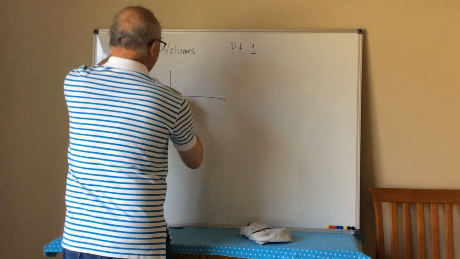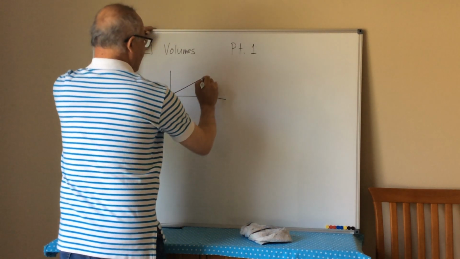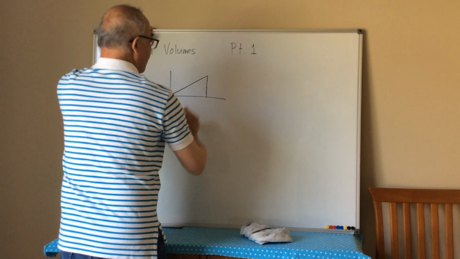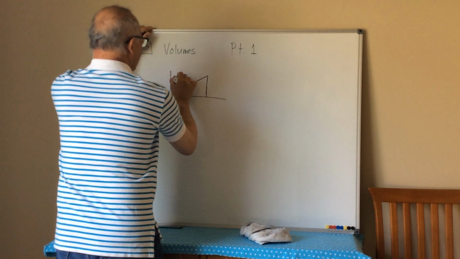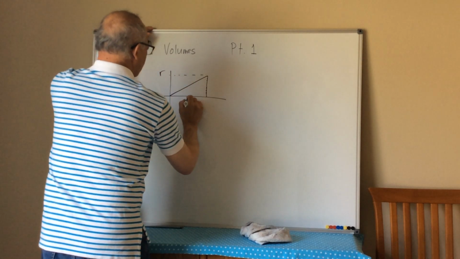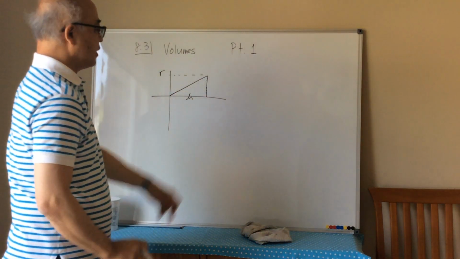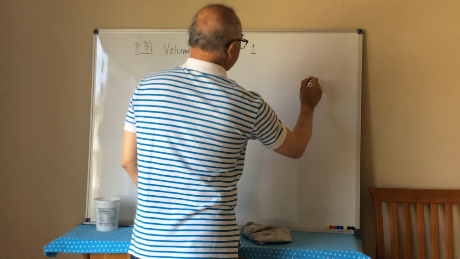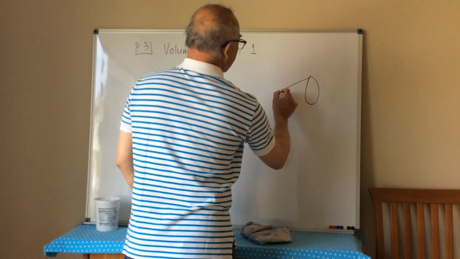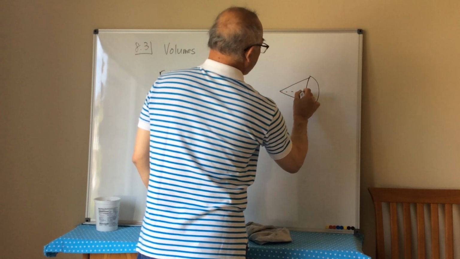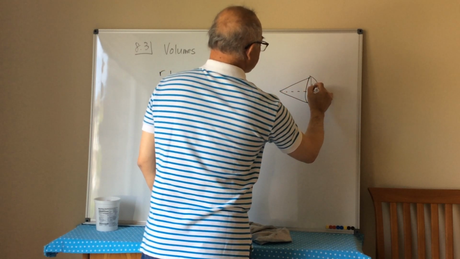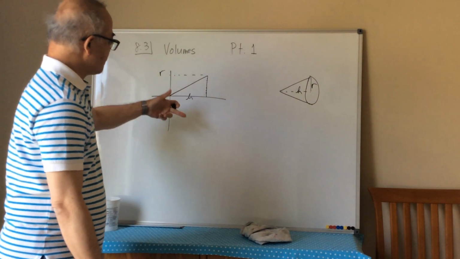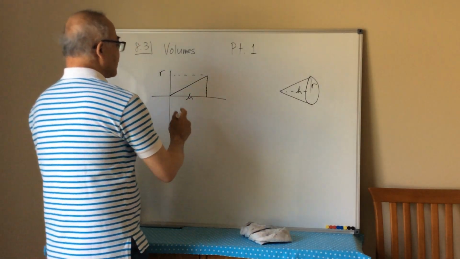So we're going to get a cone by taking this line here. We'll call this R, and we'll go from 0 to H. If I spin this around, what do I get? I get a cone that looks like this, with H and R. Now let's look at this one.